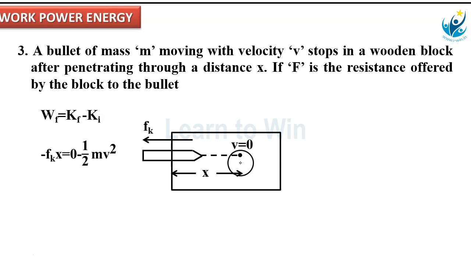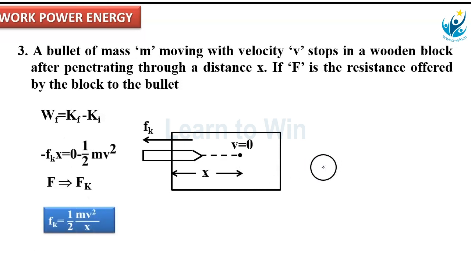Finally, the bullet stops. Stops means final velocity is 0. When final velocity is 0, final kinetic energy is 0, minus initial kinetic energy half mv square, as its initial velocity is v. So by using this, we calculate the resistive force or the distance travelled by the bullet before coming to rest inside the block. So we calculate all these.